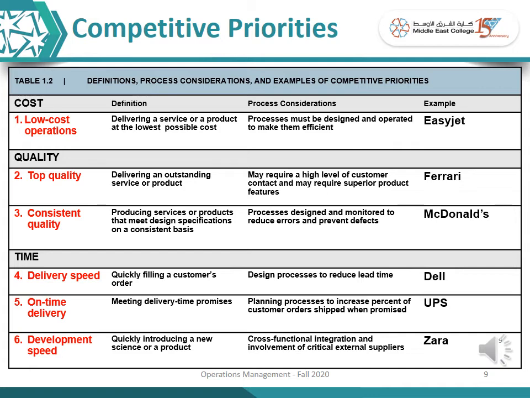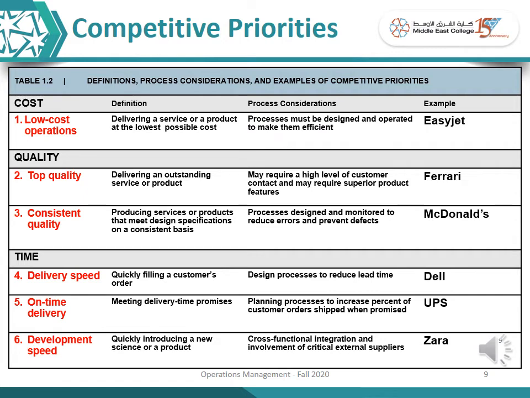Quality. There are two types of quality: top quality or consistent quality. Top quality means that you are delivering an outstanding service or product, something that is different from the market, very sophisticated, very advanced. So in the process, while you are producing that, while delivering this value, it may require a high level of customer contact and may require superior product features, because in this case maybe you will do whatever the customer needs. Maybe it will be make to order, so that you can get the requirements of the customer and then make the product according to his requirements.